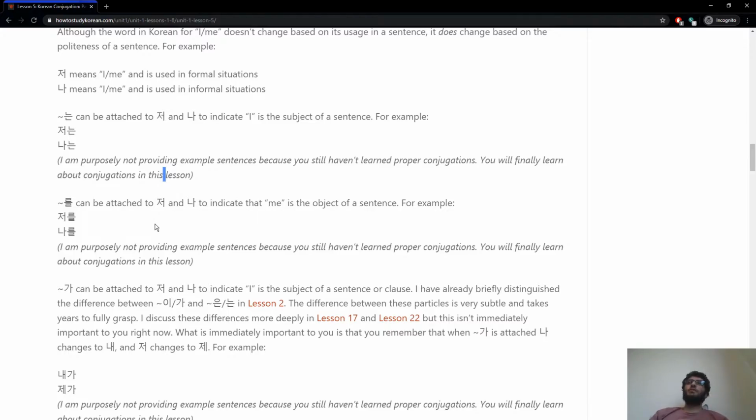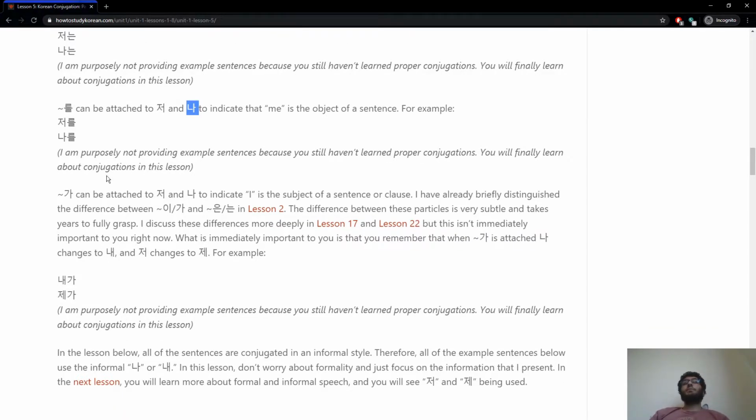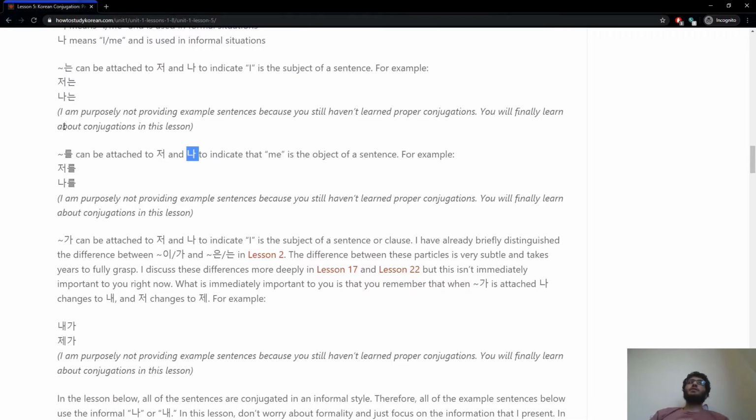Well, conjugation, but not formalities, I think. 를 can be attached to 초 or 나, same way. When it's the object, 초를, 나를. Sometimes you can even see it shortened. He talks about that, I think, in like less than 100 or something. But you're going to see this very often. Instead of 초는, you'll be seeing 촌, or 난, or 촐, or 날.